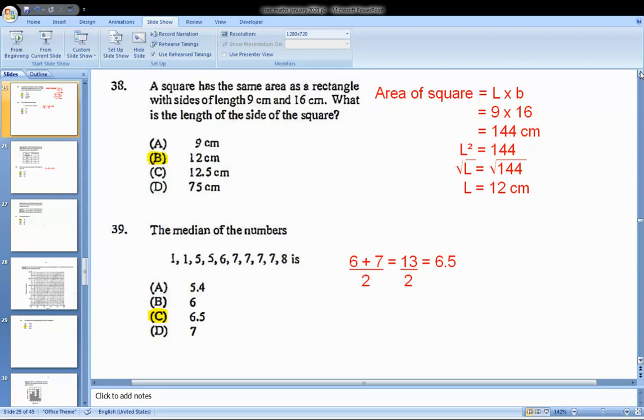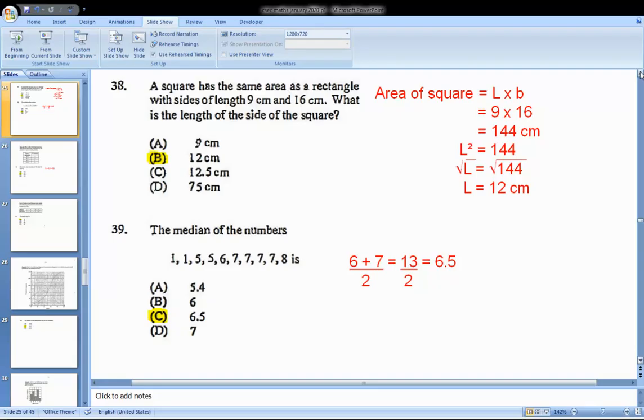Now we want to find the length of the square. So we simply say L squared equals 144, and we find the square root of both sides to find the length. So the square root of 144 is 12 centimeters. So L is equal to 12 centimeters. B for our answer.